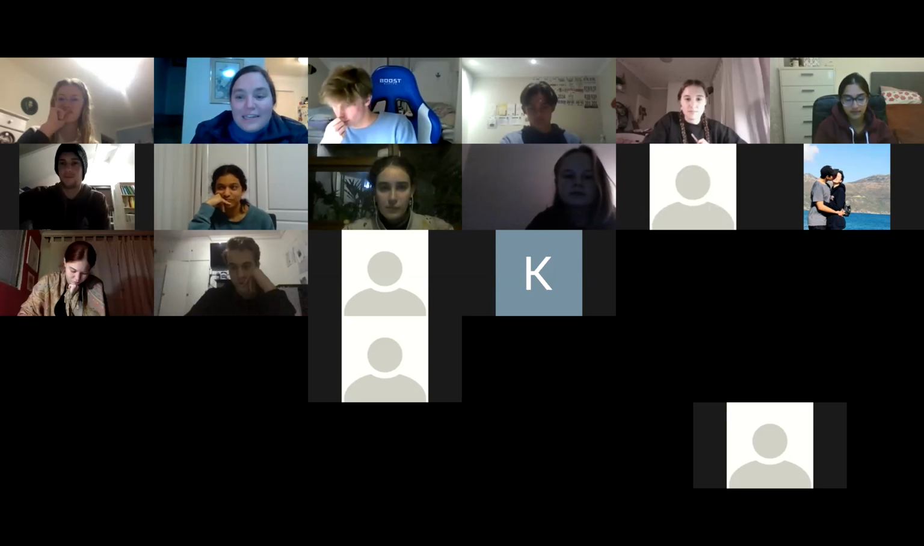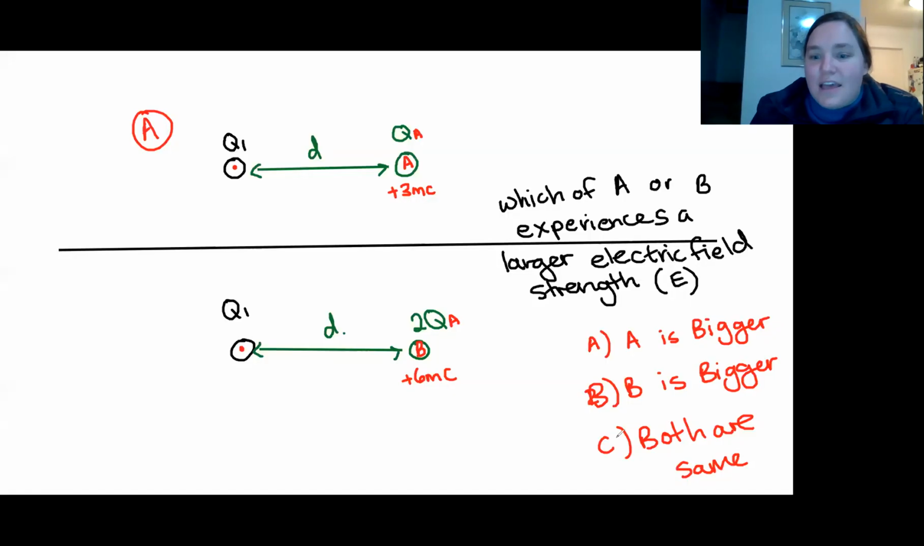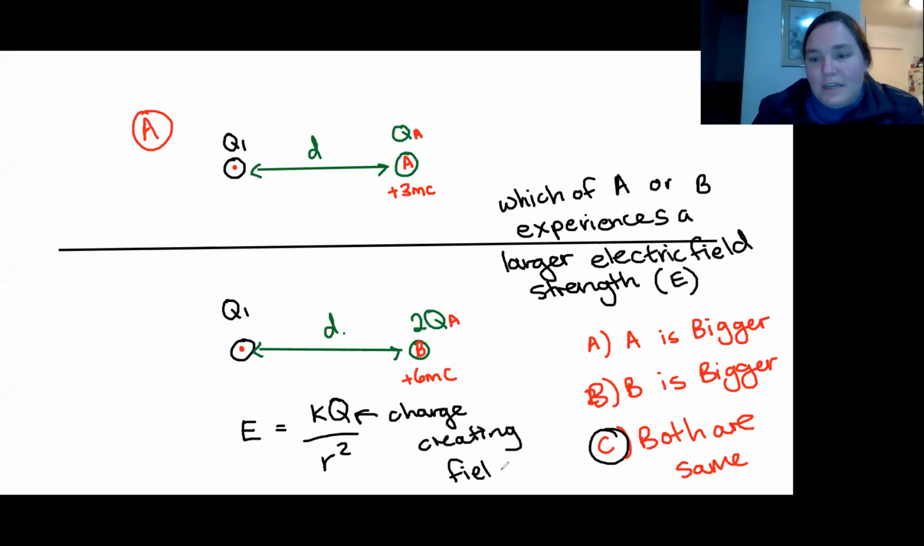So the correct answer here is that they're actually both the same. If we look at the equation, the electric field strength is equal to kQ over r squared, and remember Q is the charge creating the field. Both of these charges here are experiencing the field, so these would be our little q's. Both have the same charge creating the field, and both points are equidistant from the charge creating the field. Therefore, both of them are the same.